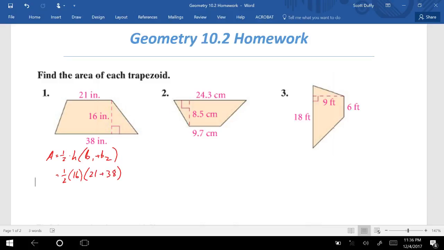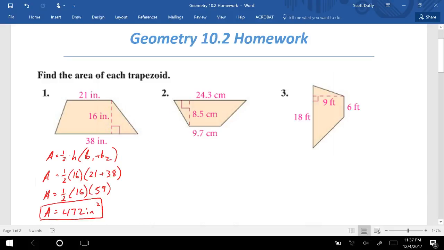First thing I do is add 21 and 38. And I get 59, and then I'll be multiplying that by 16 and also 1/2. And I get an area of 472, and that would be in square inches.